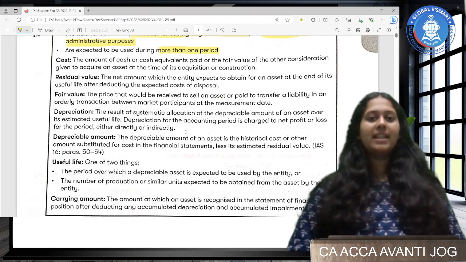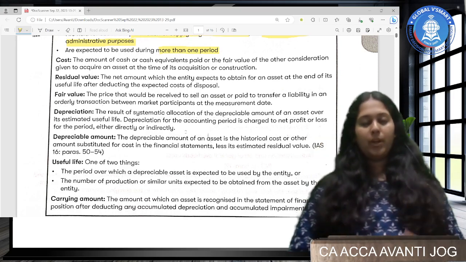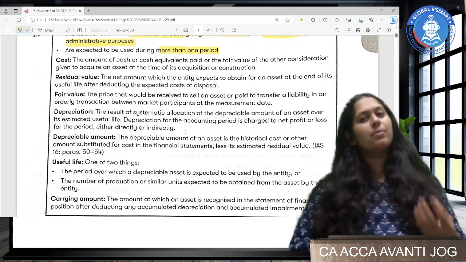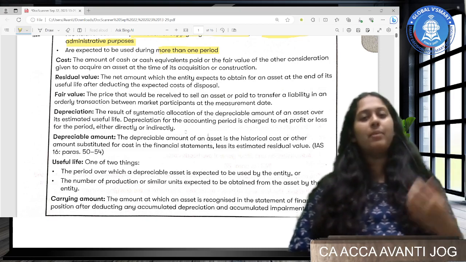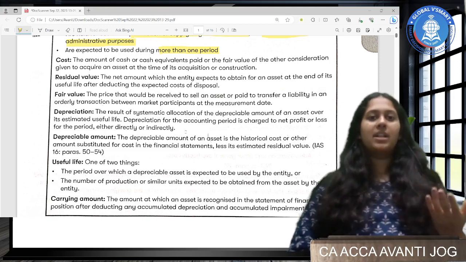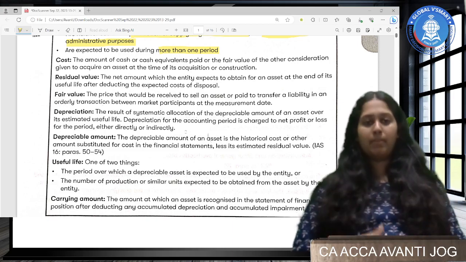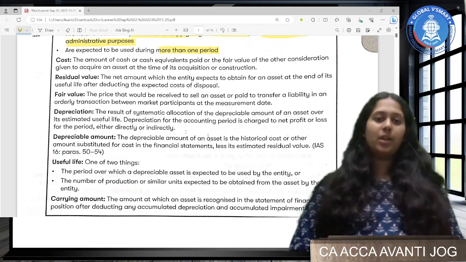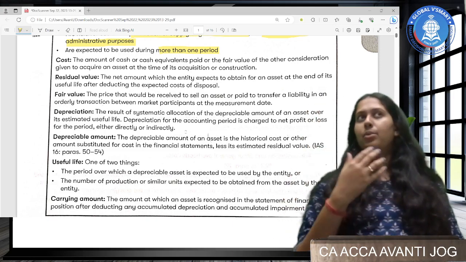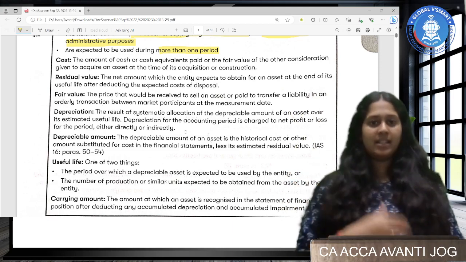Now, cost is basically the original value at which you acquired or constructed the asset. We all know what cost is. Residual value is, at the time of selling this machinery or furniture, whatever scrap value you're getting. Fair value, which we have also discussed last time, is the open market value between two unbiased parties. Depreciation, I know that you already know this, is the reduction in the value of the asset due to time passing, wear and tear, obsolescence, redundancy, etc.